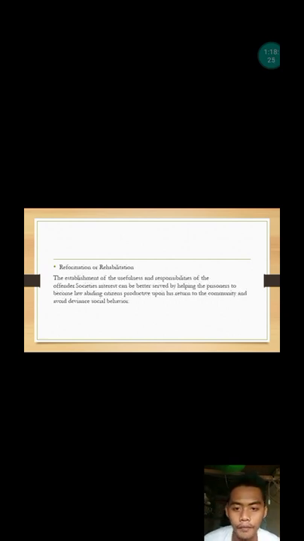Reformation or rehabilitation. The establishment of the usefulness and responsibilities of the offender. Society's interests can be better served by helping the prisoners to become law-abiding citizens, productive upon their return to the community, and avoid deviant social behavior.